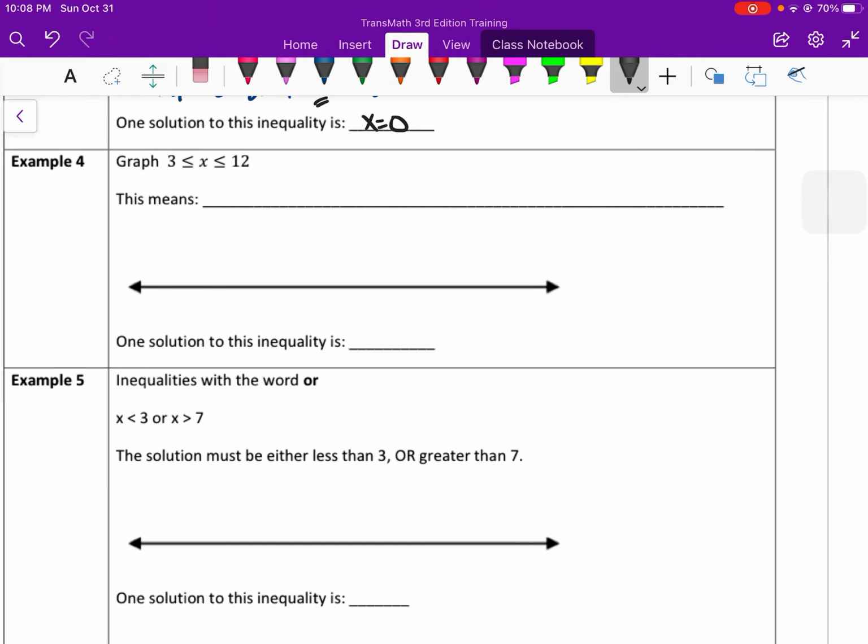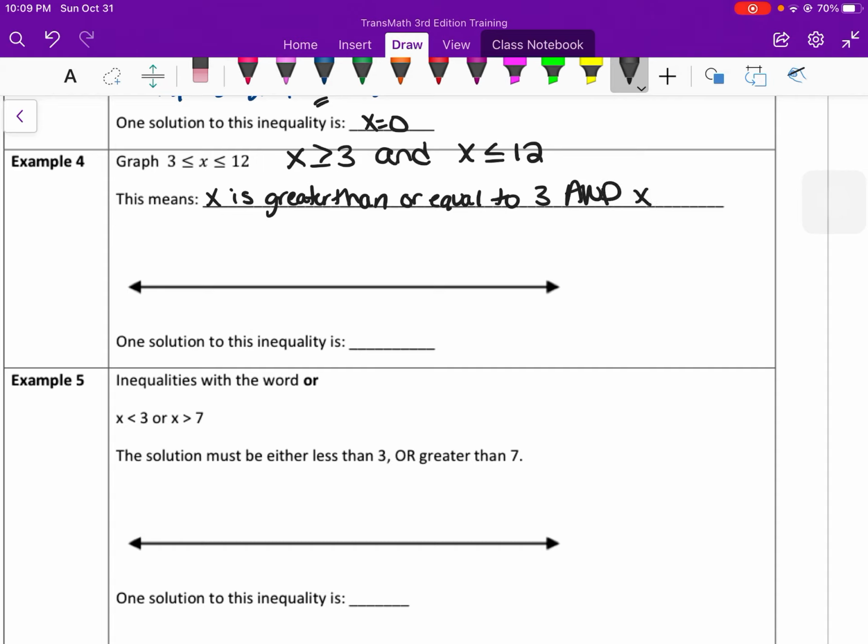Okay. Graph this inequality. This one reads from the middle. If I rewrite this piece in the middle here, x, and then we're pointing at the 3. So if I rewrote it, I'm still pointing at 3. So that means that x is greater than or equal to 3 and x is less than or equal to 12. So x is greater than or equal to 3 and x is less than or equal to 12.